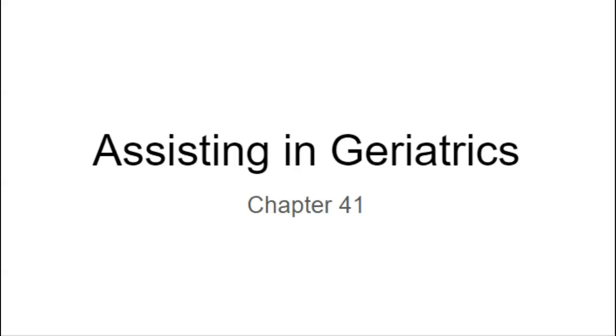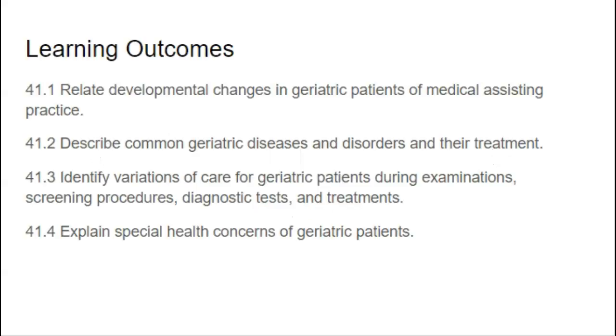Okay, in this chapter we're going to cover assisting in geriatrics. Chapter 41. The learning outcomes for this chapter involve looking at the developmental changes in geriatric patients, looking at some of the normal changes that our body goes through as we age. We'll be describing some common geriatric diseases and disorders that you see in this patient population.